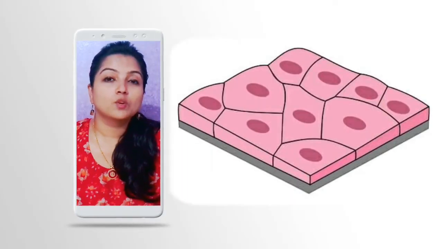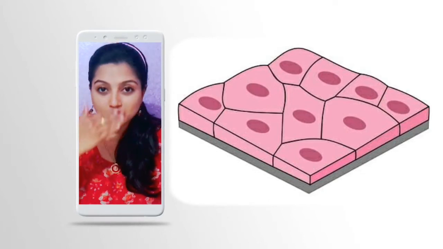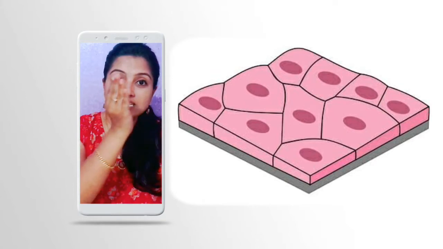The first one, simple squamous. Second one, stratified squamous. Third one, columnar. Fourth one, ciliated columnar. Fifth one, cuboidal. Sixth one, glandular. Now when I have to talk about the simple squamous epithelium, we are going to learn where all the epithelium is found.